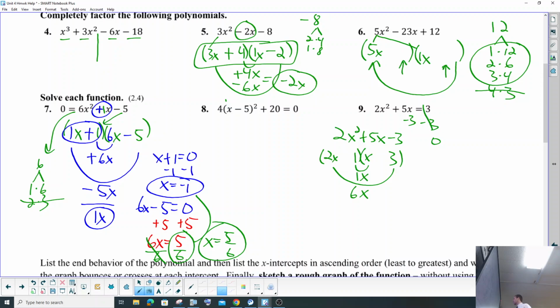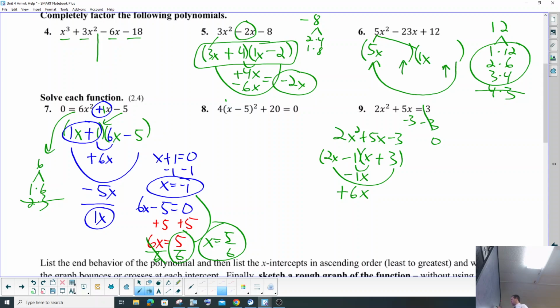So the sign in the middle term goes with the bigger number. Cool. So let's try negative 1x and a positive 6x. And 6x minus 1x is 5x. It works. Nice. We didn't have to use the quadratic formula. Okay, so then we just set each of those.